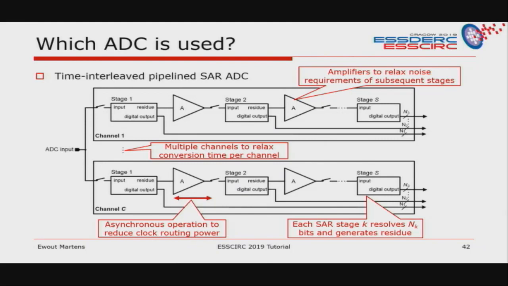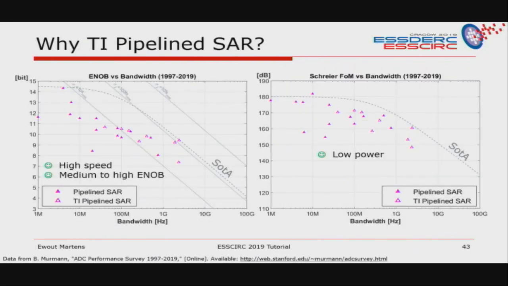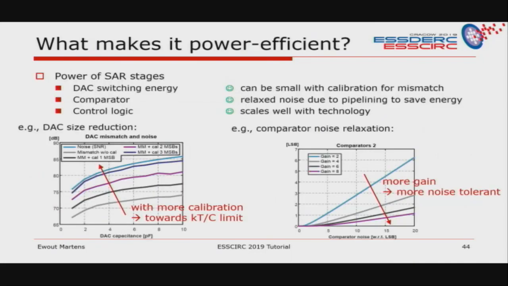And to reduce the clock routing power, all the clocking can be done asynchronously. So why this architecture? Can we look at the state of the art? If you see, they can achieve high speed and medium to high ENOB. ADCs with more than 1 GHz have been made with that architecture. And they are in general also low power. Why are they low power?